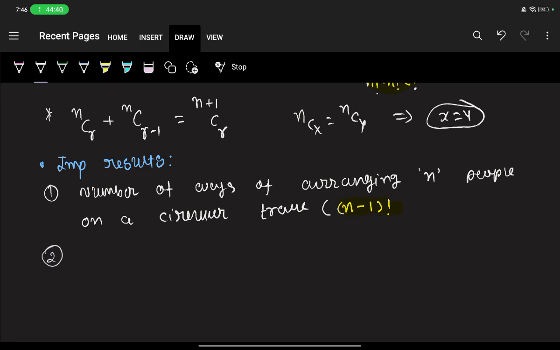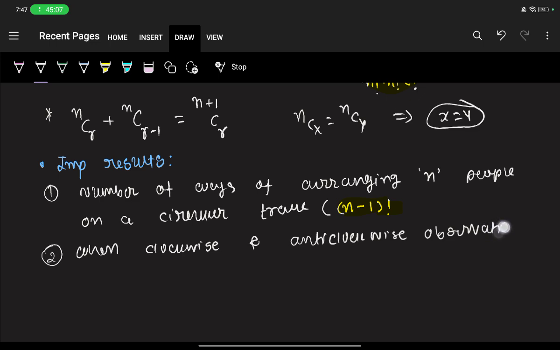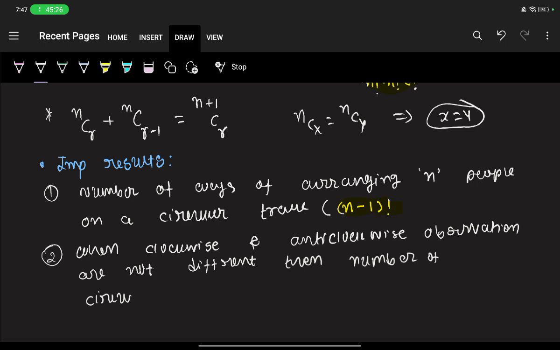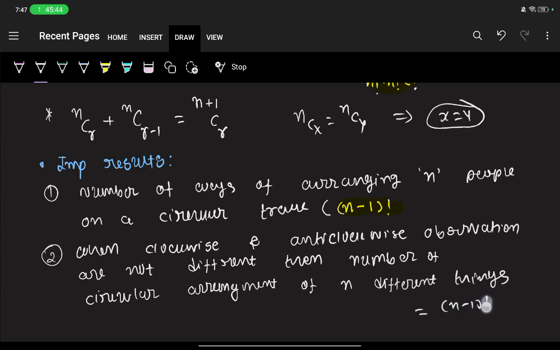Second point: when clockwise and anti-clockwise observation are not different, then the number of circular arrangements of n different things would be (n minus 1) factorial divided by 2.